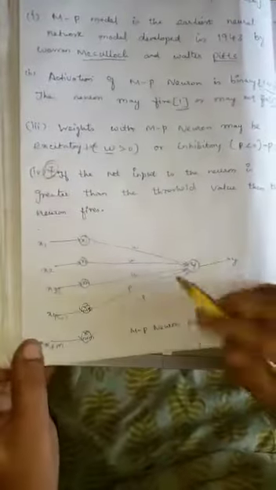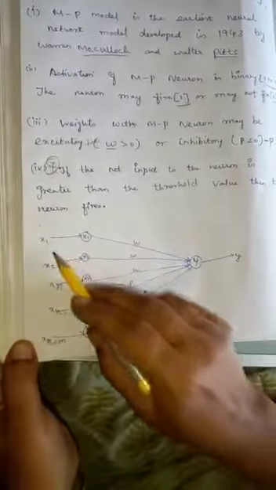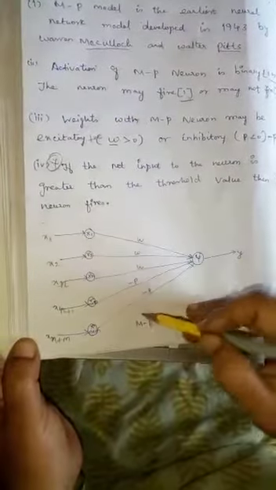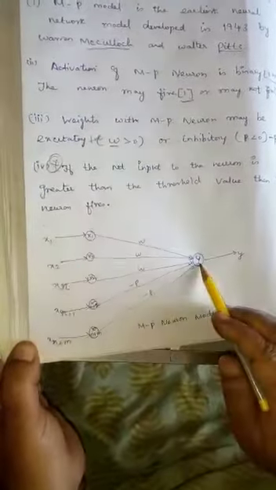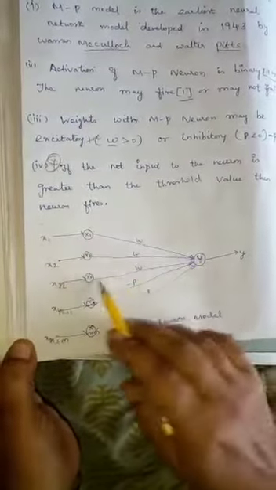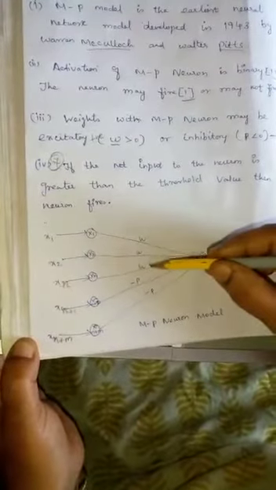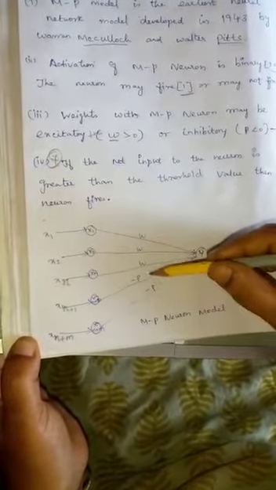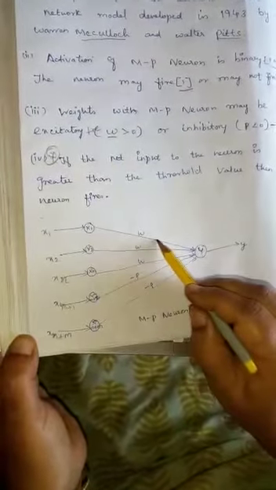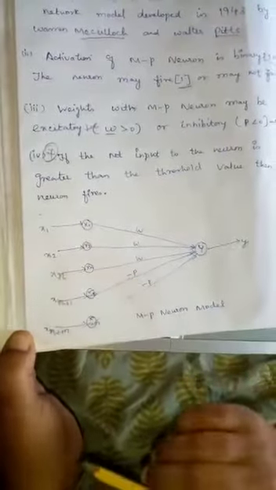So this is the architecture of an MP neural model. Here we have different inputs. This is the neuron and these are the weights. The input neuron is connected to the output neuron with the help of these interconnected weights. Here you can see weights can be excitatory weights or inhibitory weights, which is a positive weight and a negative weight.